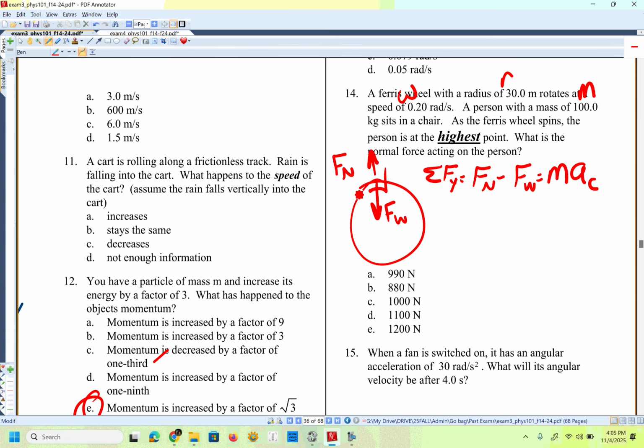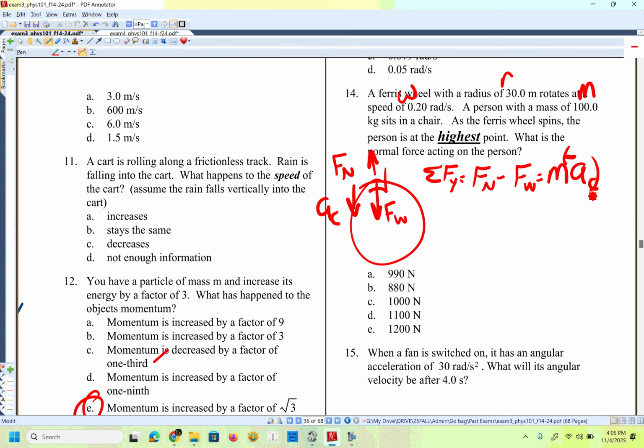Now, the centripetal acceleration is in the downward direction. So I'm just going to put a little negative right here just to remind me that that is a negative value. The centripetal acceleration is always towards the center of the circle. Okay, so that's how I determine if it's positive or negative. If it were at the bottom of the Ferris wheel, the centripetal acceleration would be pointed upward. The normal force would still be up and the weight would still be down, but the centripetal acceleration would be in the upward direction.